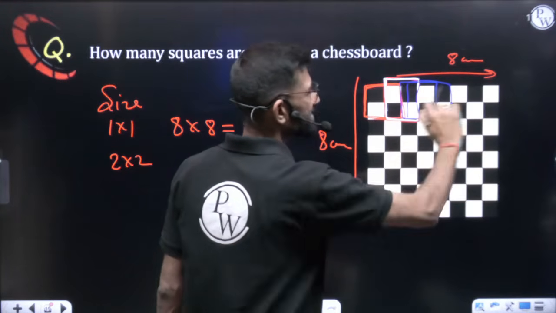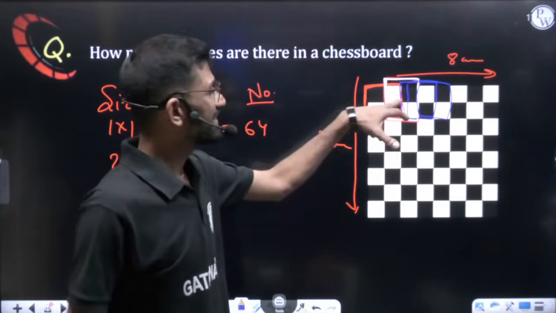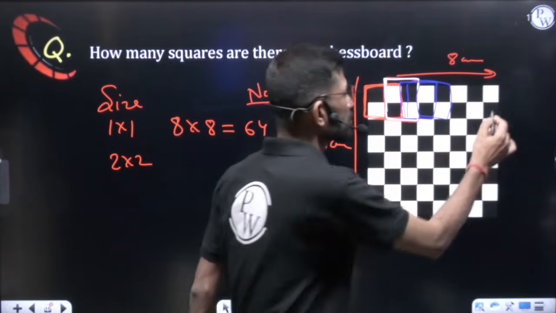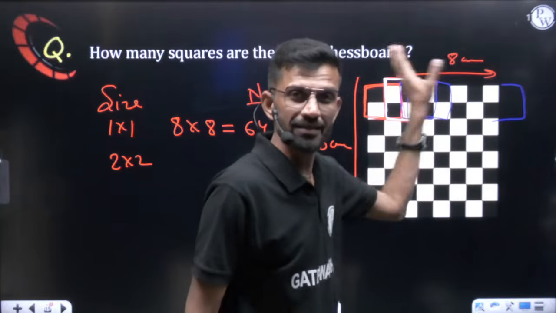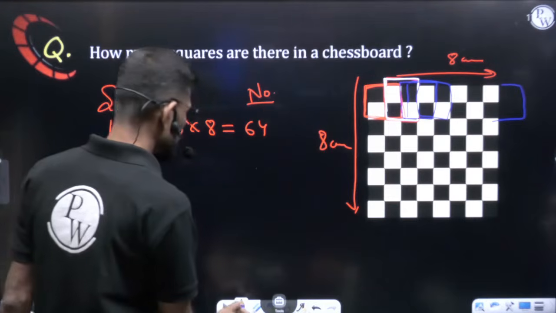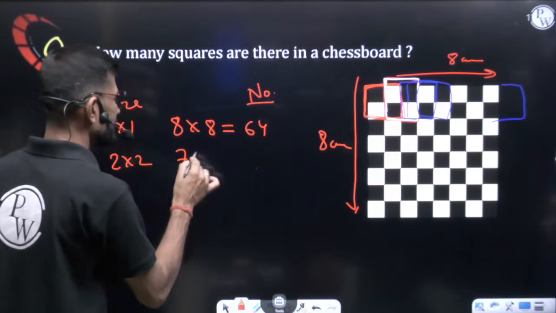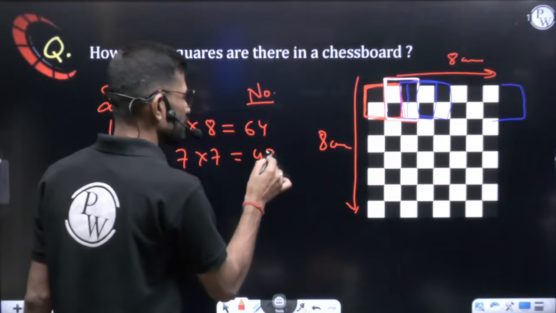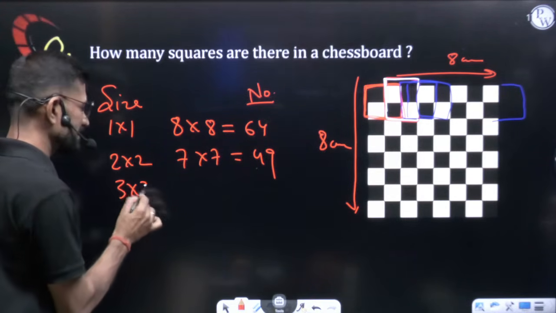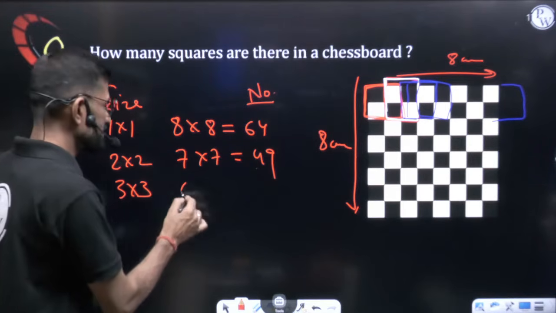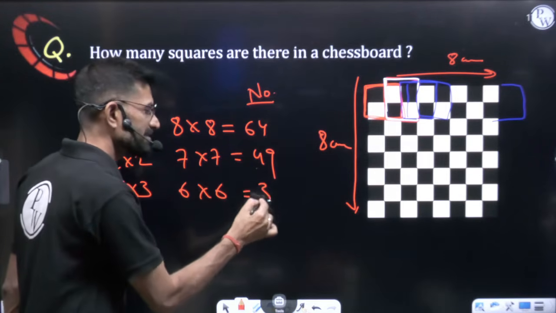So my dear friend, this side how many you will get? Vertically 7. Because 8th one you won't be having that side place to make a square. So 7 in vertical, 7 in horizontal. So total it becomes 7 into 7. That is 49 squares. You got the logic? 3 centimeter by 3 centimeter size, how many you will be getting? Obviously 6 into 6, 36 squares.